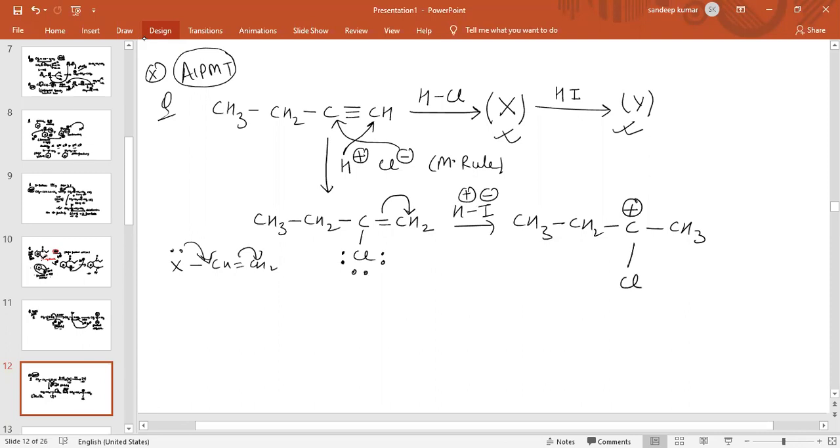Now in the second step, there is attack of nucleophile. In this case, the nucleophilic part is I minus. So the product obtained is CH3, CH2, C, I, Cl, and CH3. So this is basically the final product.